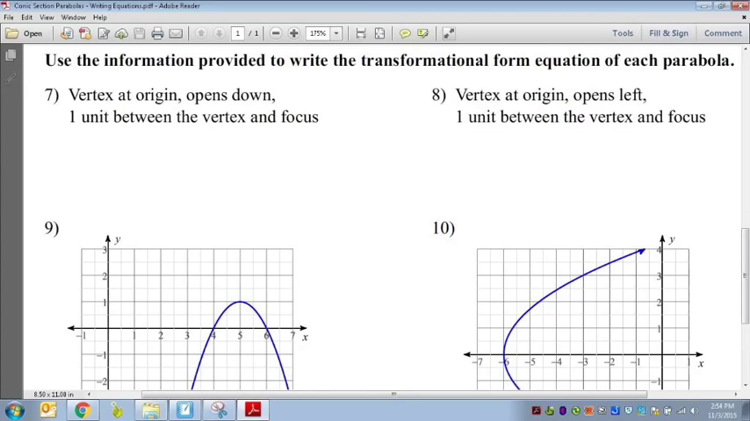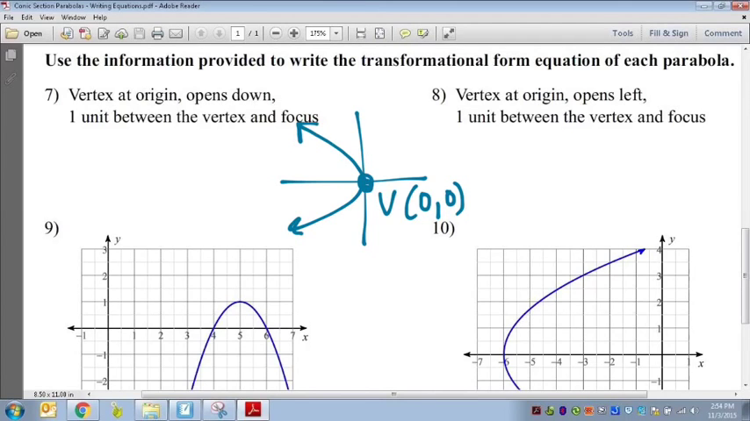Okay, let's look at number 8. Vertex at the origin, opens left, 1 unit between the vertex and the focus. So let's draw a picture of what this looks like. Vertex at the origin, so that means it's at 0, 0. It opens left, so it's going to open this way. And it's 1 unit between the vertex and the focus. Remember, the focus will always be inside the parabola. The parabola will always eat up the focus. I like to think of it as a Pac-Man little thing. So the focus is always inside. So this is at negative 1, 0.